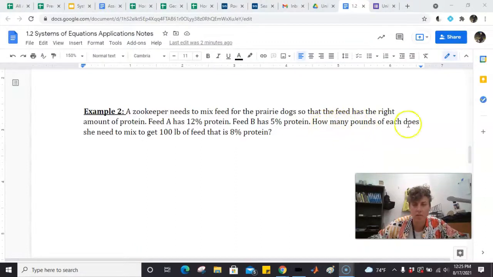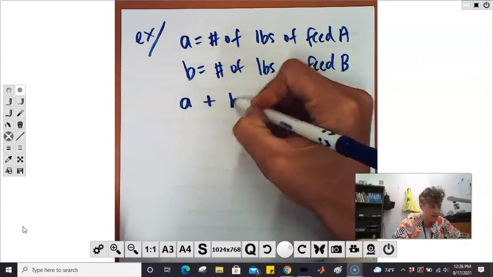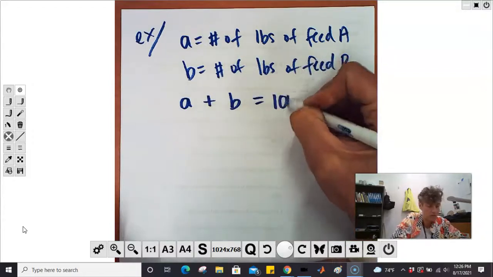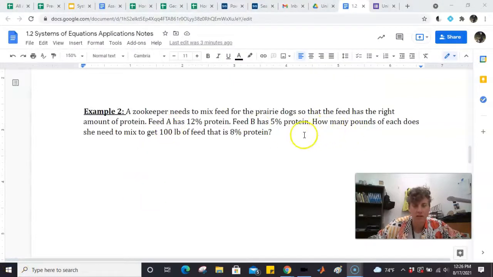All right, let's go back to our question. How many pounds of each does she need to mix to get 100 pounds altogether? So when we add the pounds for feed A and the pounds for feed B, we should have a total of 100 pounds. That's going to be one of our equations. The number of pounds of feed A plus the number of pounds of feed B is going to equal 100 pounds. Got it?